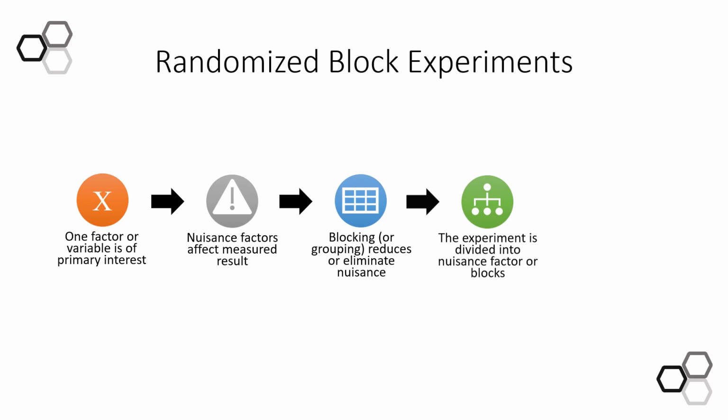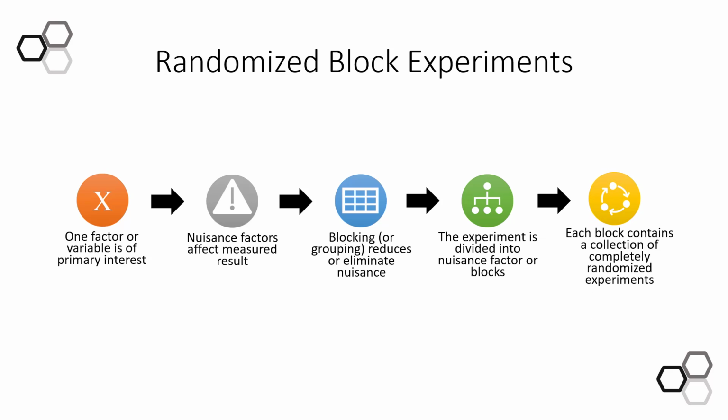So the experiment could be divided into nuisance factors, called blocks, where each block contains a collection of completely randomized experiments. Let's look at an example.